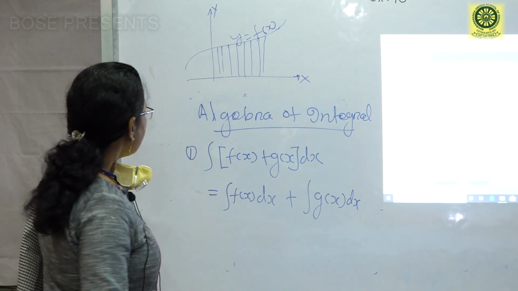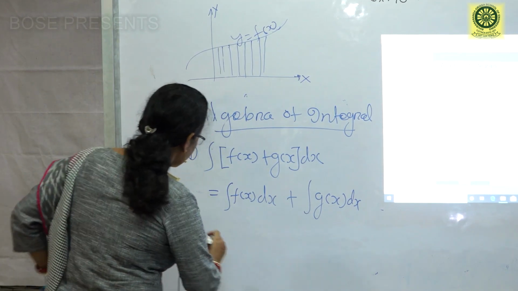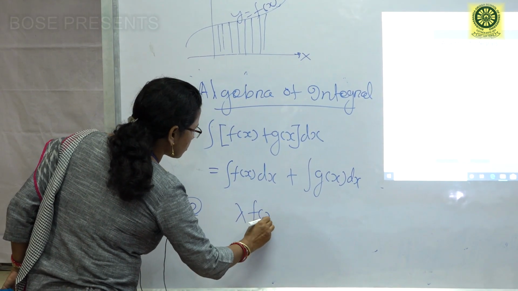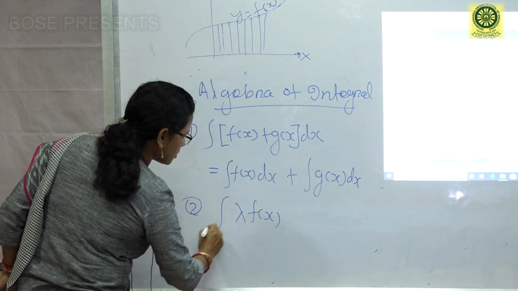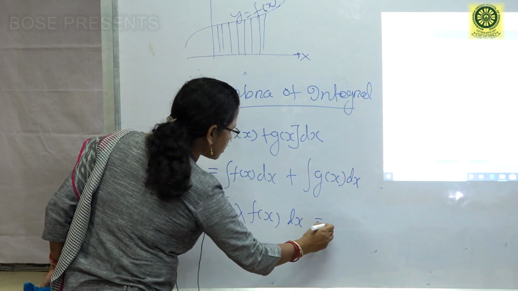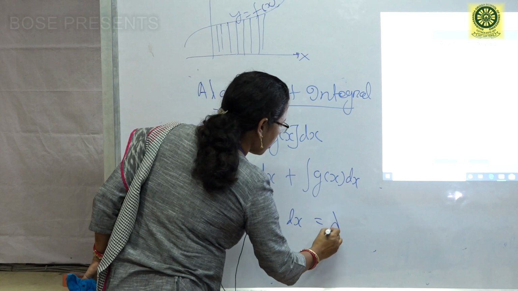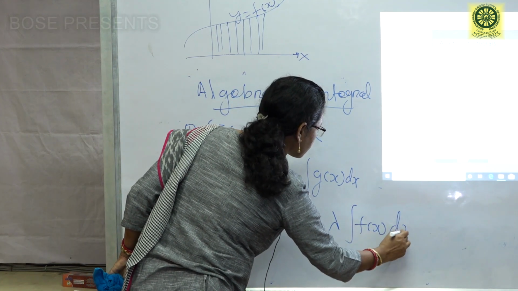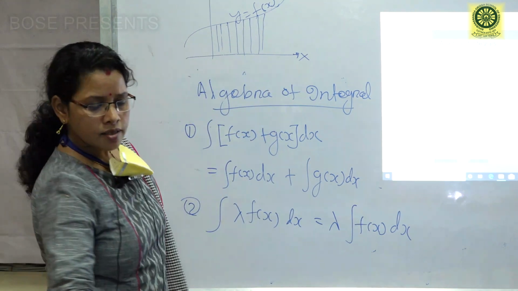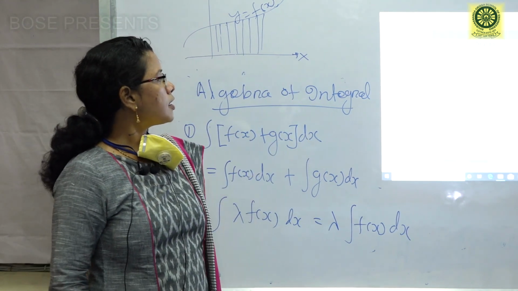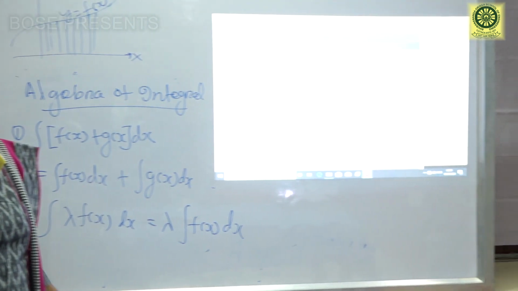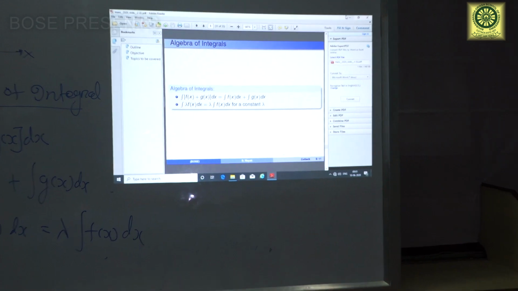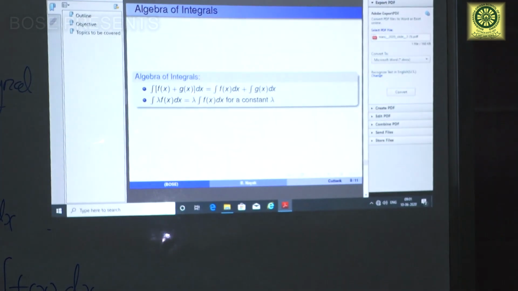Now, the second one is, if a scalar is multiplied with a function and you have to integrate this, just take lambda out of the integration and integrate that function only. That is, the integral of lambda f of x with respect to x is equal to lambda into the integral of f of x with respect to x. Now lambda is any constant.